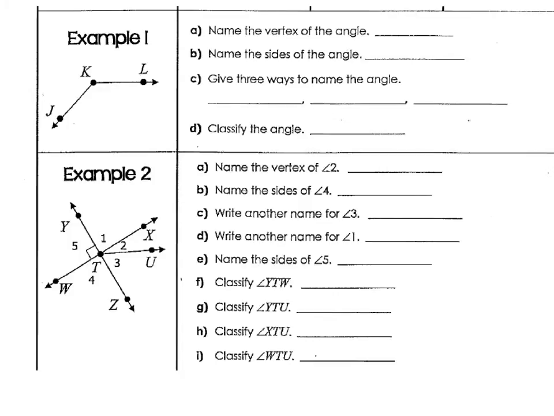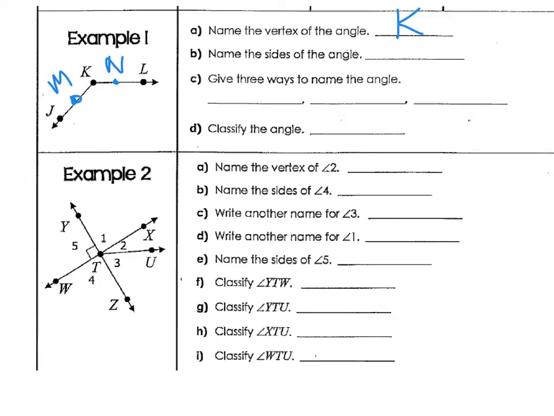We're going to come in here and put another point on here. Let's call this M, and another point over here, and let's call that N. It says name the vertex of the angle. You want to find the point where the 2 rays meet. The 2 rays meet at the letter K, so that means your vertex is K. It is a point, so you're just going to name that using a capital letter.